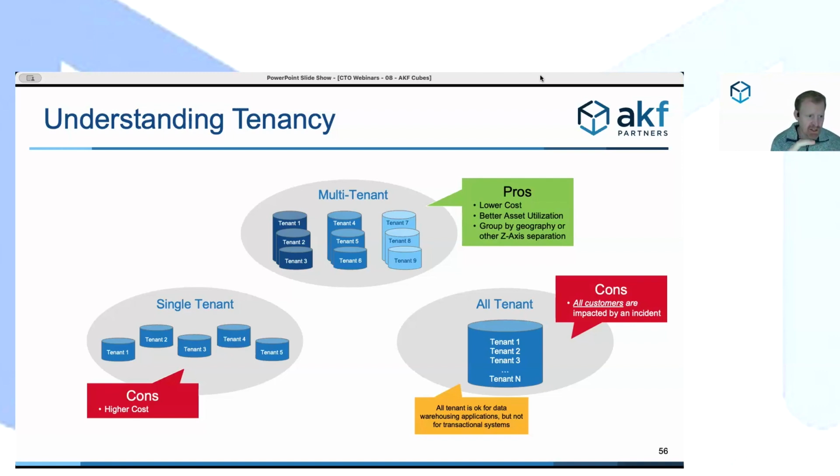You probably get better asset utilization because you can move different customers around, and this is where you can do that z-axis separation. All tenant is, again, lowest cost, but it has a high blast radius. If it's down, then everybody's down. We do see this as being okay for data warehousing or reporting because they're not really transactional systems. We do have data warehouse clients, and they end up being in the multi-tenant situation. But let's say you are a B2B and you've got a reporting engine, you might have the reporting all together in a single big data warehouse separated logically, but your transactional systems may be multi-tenant.